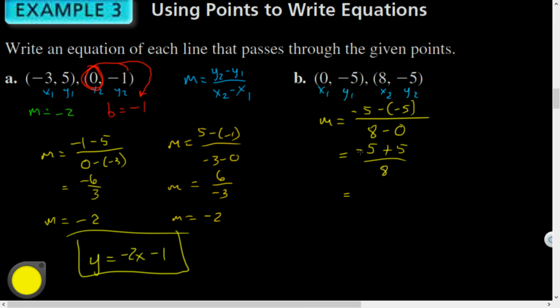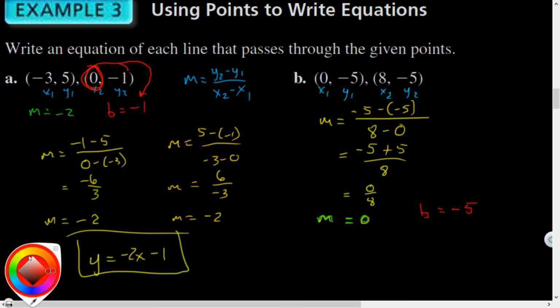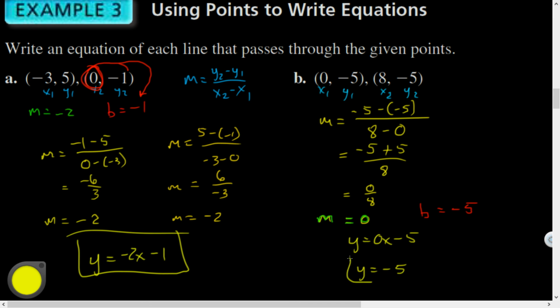What's -5 plus 5? 0, and 0 divided by anything is 0. My slope is 0, right? So I'm going to say m equals 0. Anyone know what my y-intercept is? It's -5, yeah, because it has 0 as the x coordinate. And so my equation will be y equals 0x minus 5, or better yet, let's just call that y equals -5, because 0 times anything is 0.